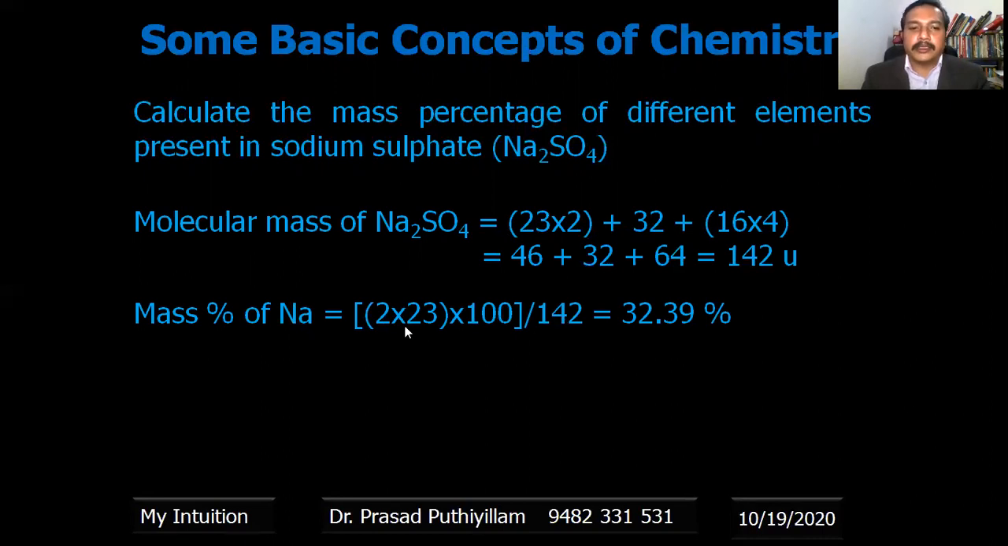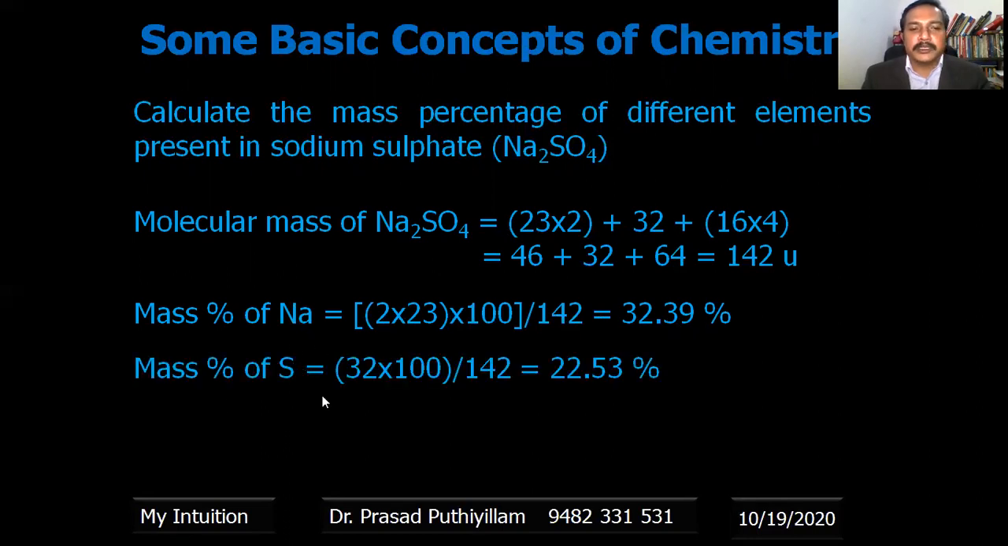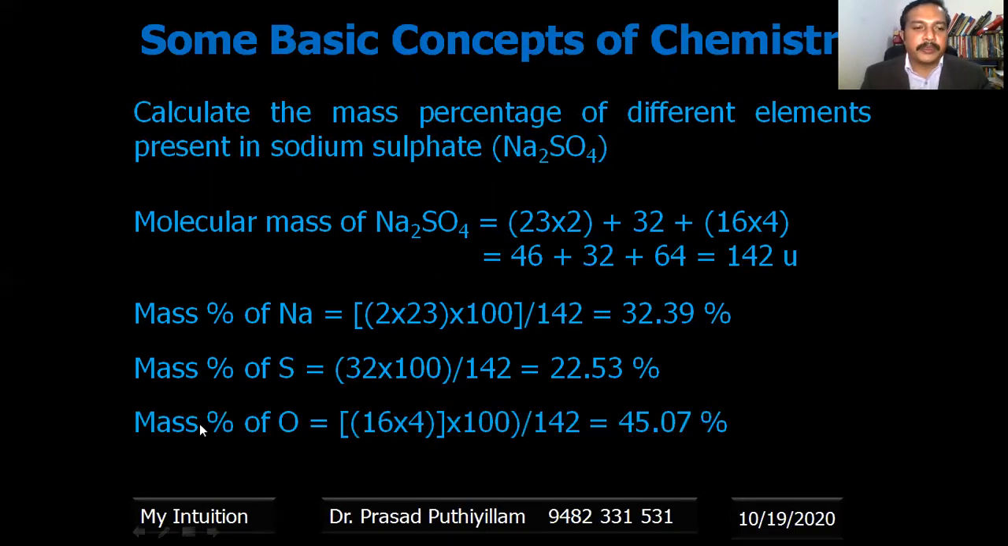Now we have the molecular mass, so we can calculate mass percentage as mass upon molecular mass multiplied by 100. So the sodium present is 23 into 2 divided by 142 multiplied by 100, 32.39%. Similarly, mass percentage of sulfur is 32 upon 142 multiplied by 100, that is 22.53%. Mass percentage of oxygen, that is 16 into 4, 4 times oxygen is there, 16 into 4 upon 142 multiplied by 100, 45.07%.